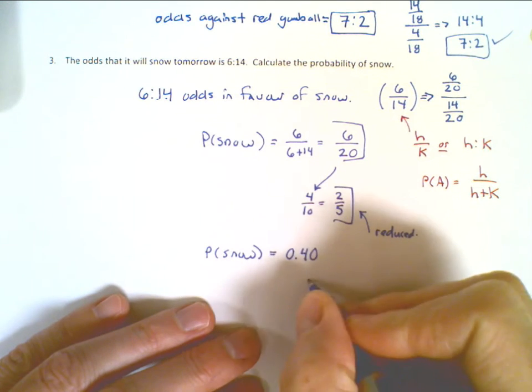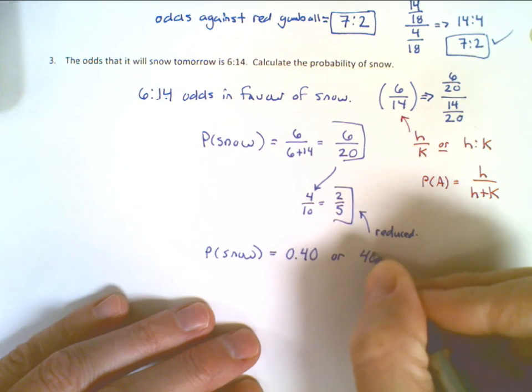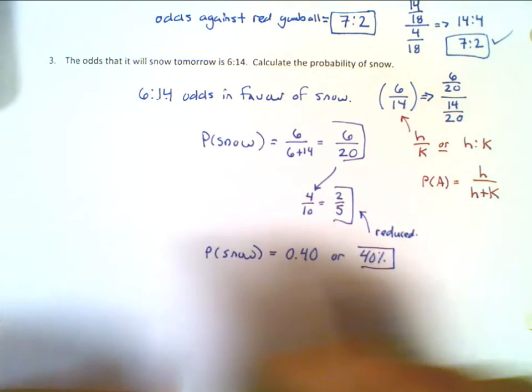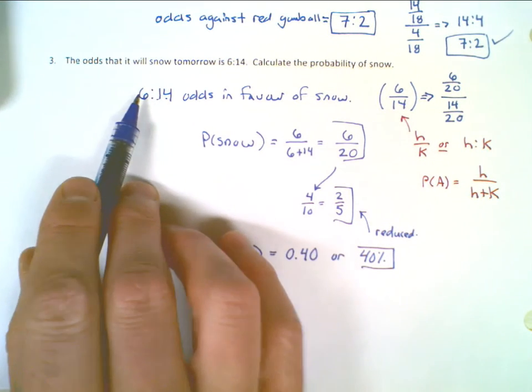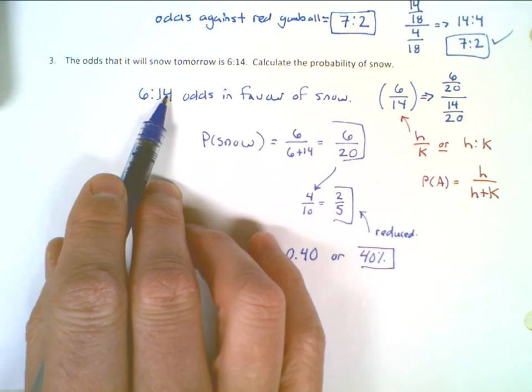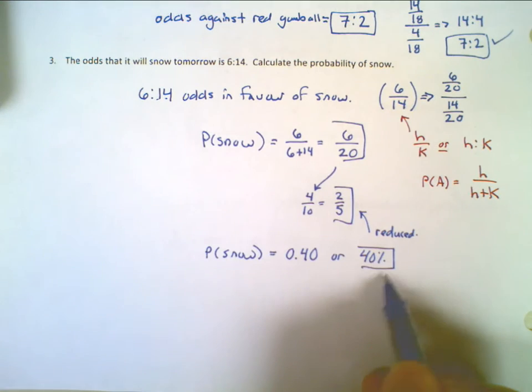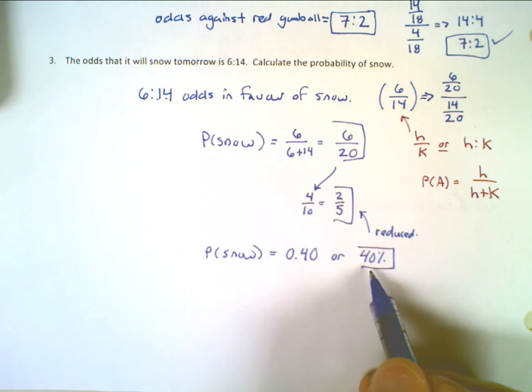0.40 or 40% chance. So you know that 6 to 14 is not likely to snow because that number is smaller than this one by a significant amount. But you'll see that that represents 40%.